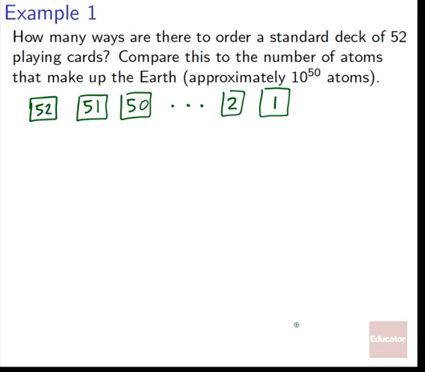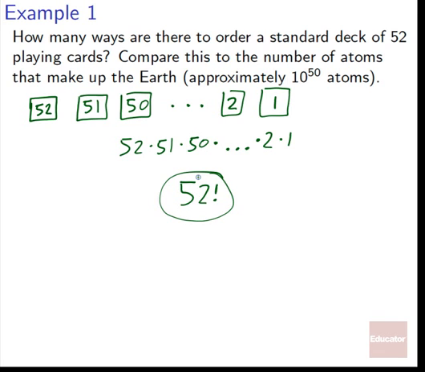So how do we talk about this? Well, the number of total possibilities is going to be 52 times 51 times 50 times and so on, until we finally get down to the 1. So 52 times 51 times 50 times ... times 2 times 1. Luckily, there's that nice convenient notation, so we don't have to actually write this whole thing out. We just have 52 factorial is the number of ways to order a 52 card deck of playing cards. 52 factorial number of ways.